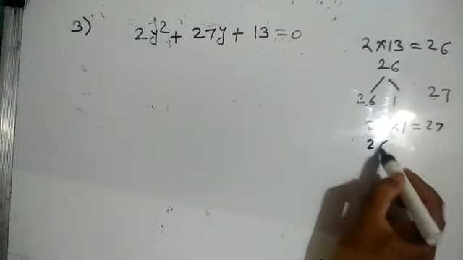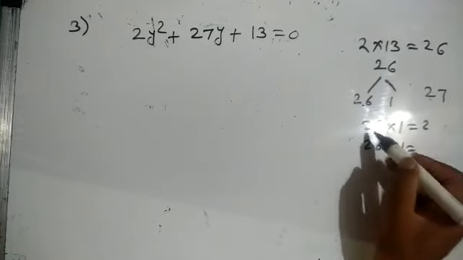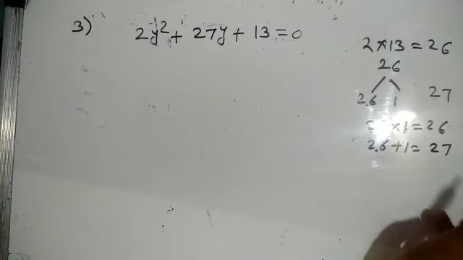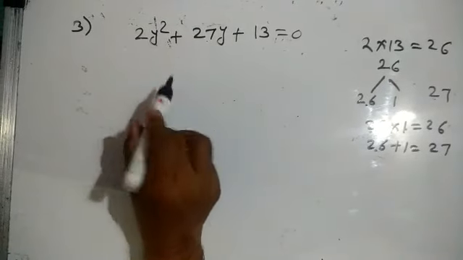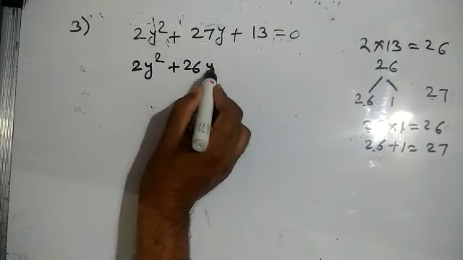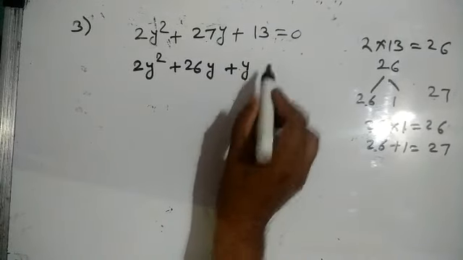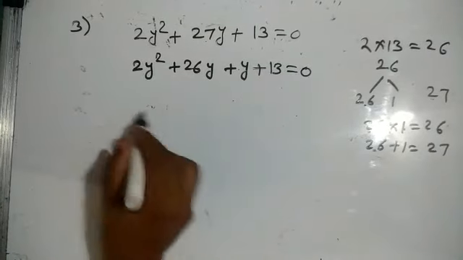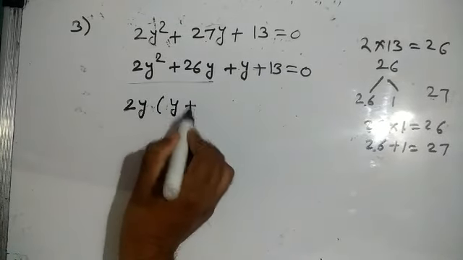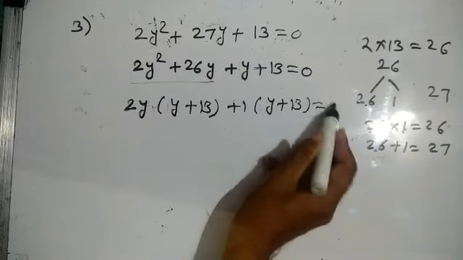When we multiply 26 with 1, we get 26. And when we add 26 plus 1, we get 27. That is the middle term. Therefore, 2y square plus 26y plus y. It is not necessary to write the 1 here, because by default the coefficient is 1, plus 13 is equal to 0. Take 2y as common from this, 2y, y plus 13. Take 1 as common, y plus 13 is equal to 0.